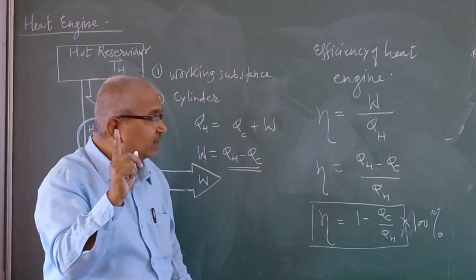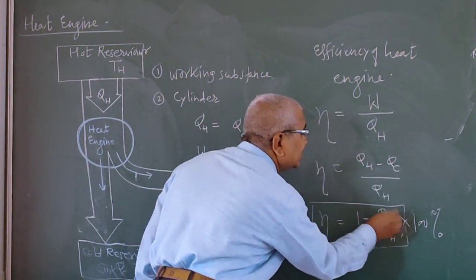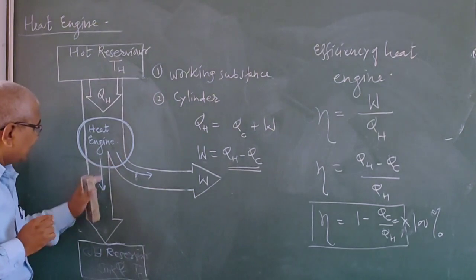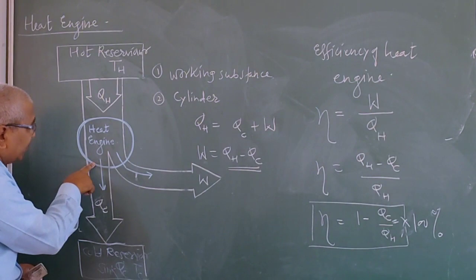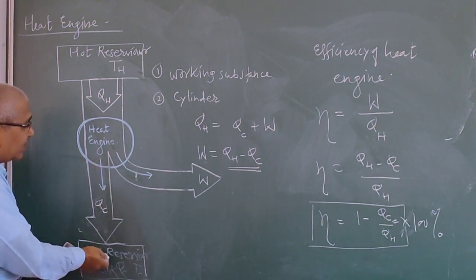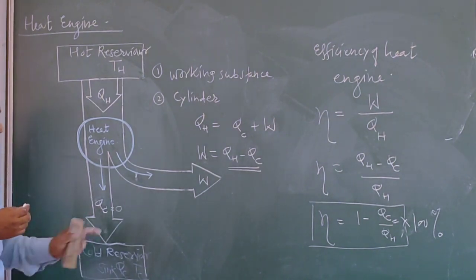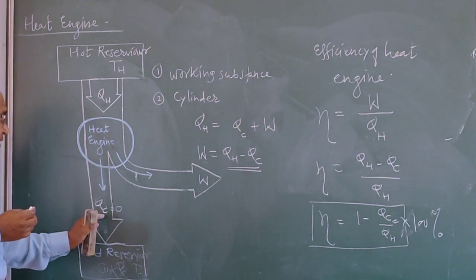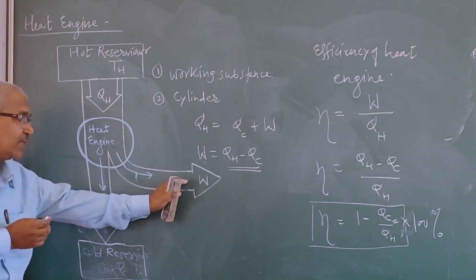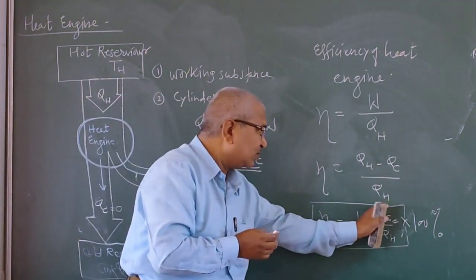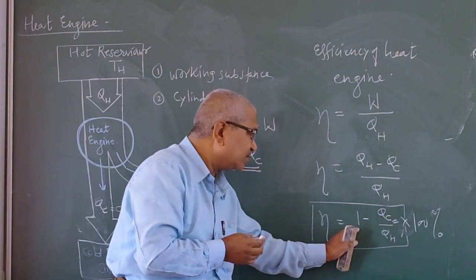It will be 1 if and only if QC, what is QC? QC is the heat exhausted by the output of heat engine towards the cold reservoir. If this QC is equal to 0, what happens? That means no heat is exhausted by the output of the heat engine. All amount of heat is converted into work. At that time, if this QC becomes 0, then this factor becomes 0 and efficiency will be 1.